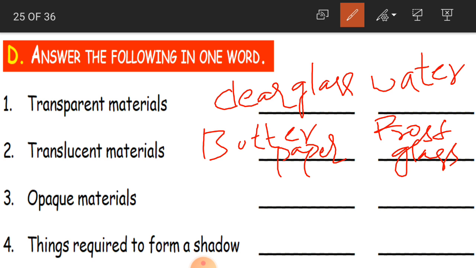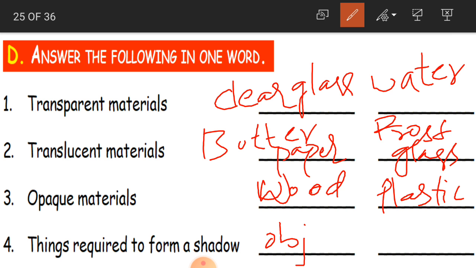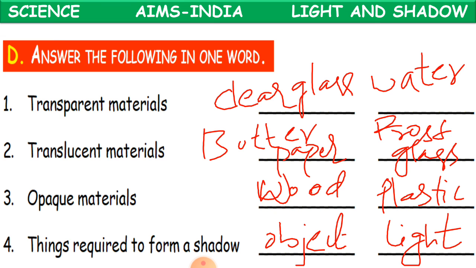And opaque materials, you can take wood, you can take plastic, any kind of plastic material or wood material. Okay. Things required to form a shadow, you need an object, you need light. Okay, children. So this is how you have to answer your questions.